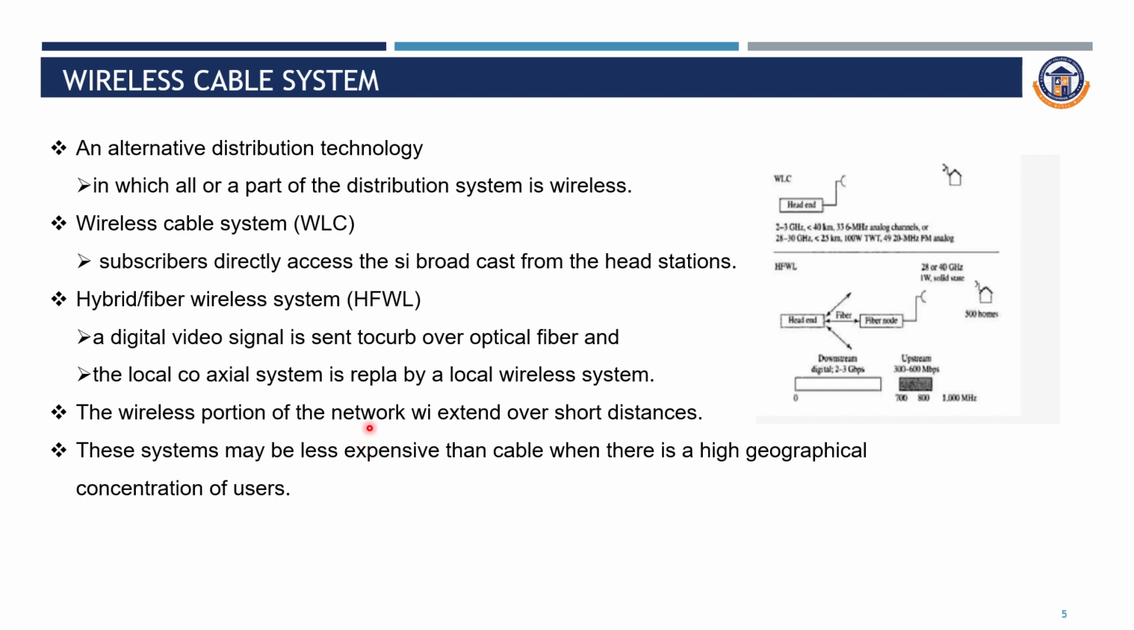The wireless portion of the network is extended as Wi-Fi. If the frequency is matched, the parameters can be shared. Here also the uplink and downlink are both possible. These systems are less expensive than normal cable systems because there is no wire needed, but they are highly prone to noise compared to wired systems.